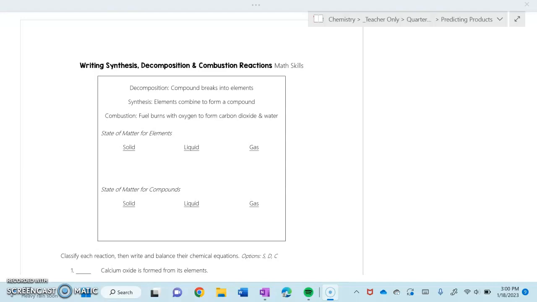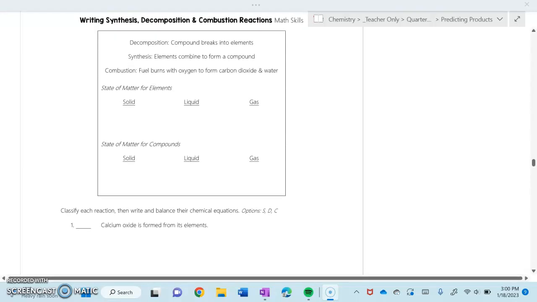The only extra little piece of information that we're going to add today is state of matter for common elements and compounds that we will want to list in our equations. So our three reactions that are left are decomposition and synthesis, which are the kind of opposite of each other. Decomposition is breaking down into elements. Synthesis is forming a compound from its elements. And then combustion, burning with oxygen to form carbon dioxide and water.